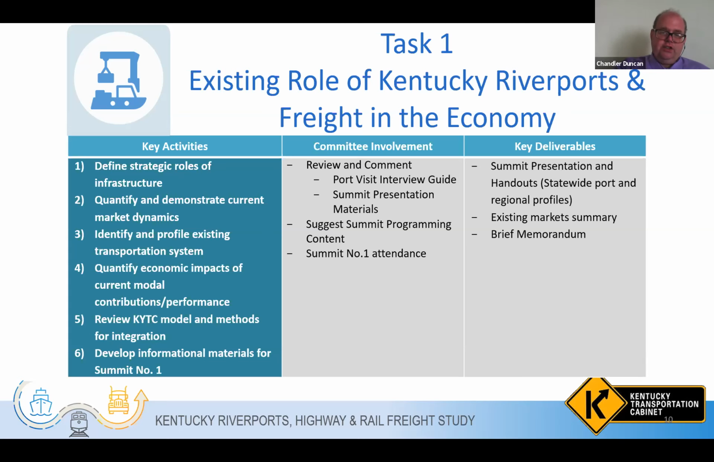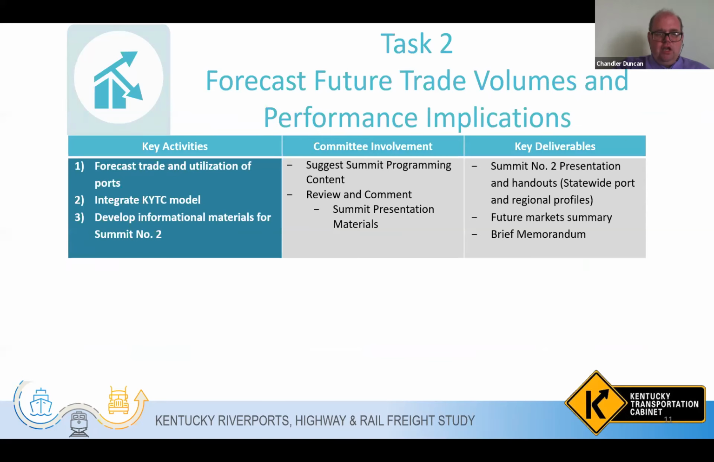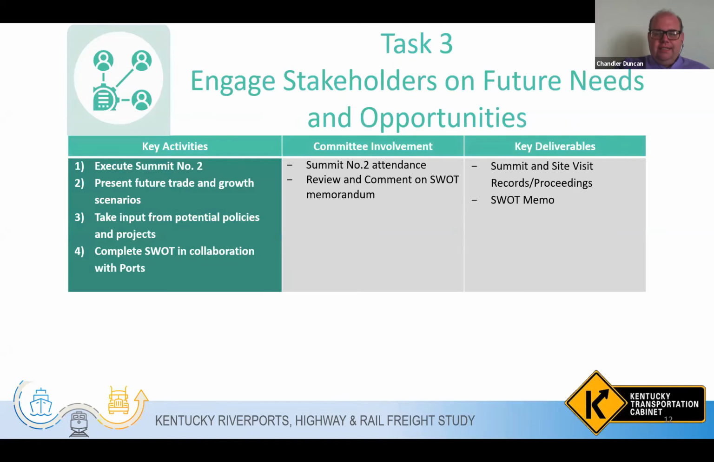Next slide is task 2, where we've done forecasts. IHS has done forecasts of trade by commodity, by trading partner. We've integrated that into the transportation network model with the Kentucky Transportation Cabinet. We're going to be looking at how Kentucky's ground transportation system is supporting the ports. And that's going to be leading us into summit number 2, which is where we are now. So today, or these next couple of days, is really when we start to see the fruits of all that labor, and we're going to have a lot of new information for all of you today on what we found in task 2.